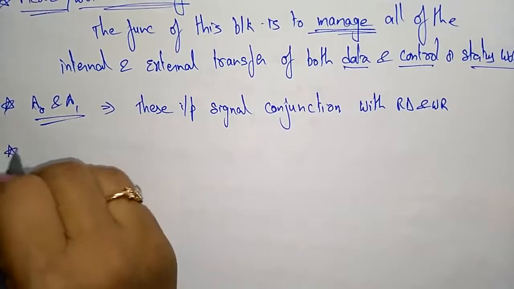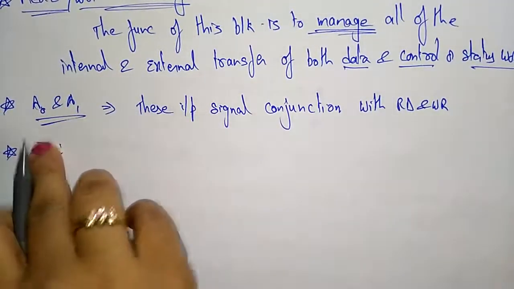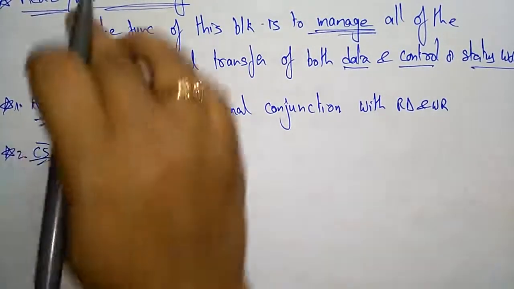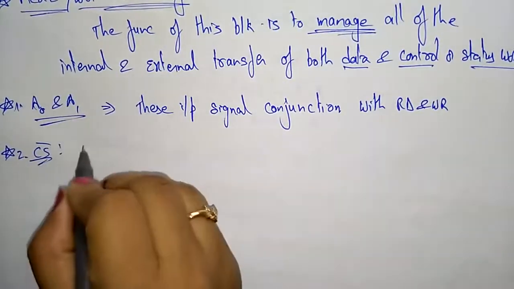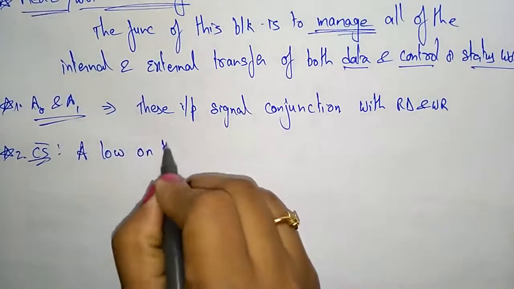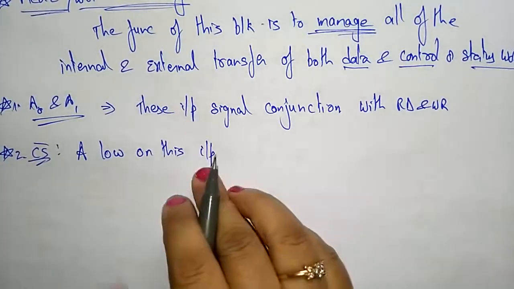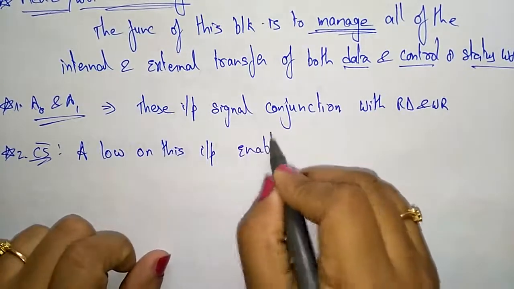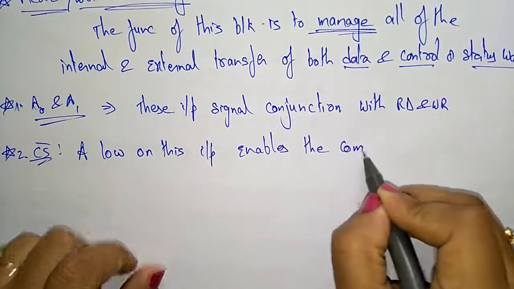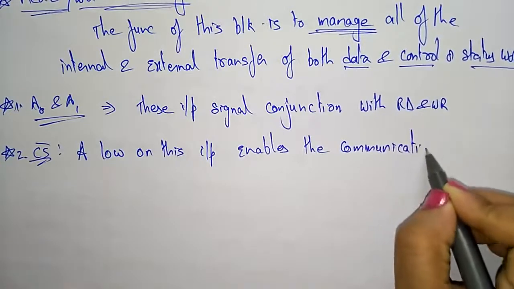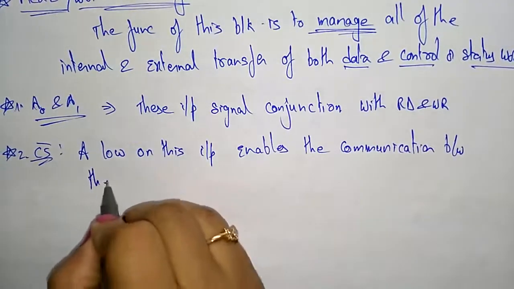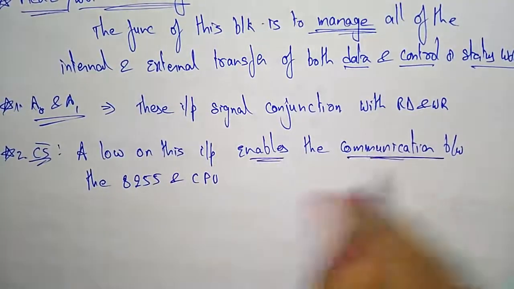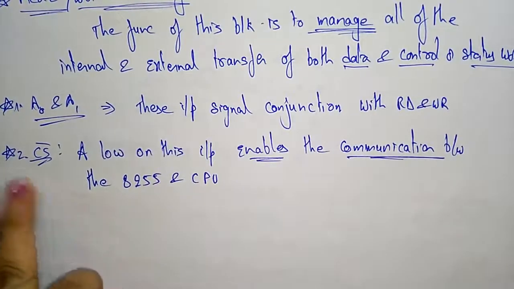And the next is the chip select. So these are all the pins present in the read-write logic. The chip select, a low on this input, I already explained this in the pin diagram. A low on this input pin enables the communication between the 8255 and the CPU. That will be done by the chip select.